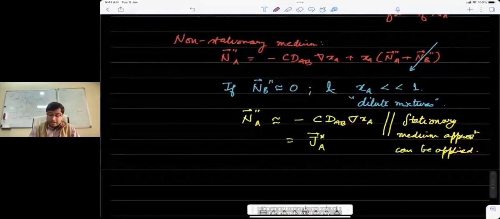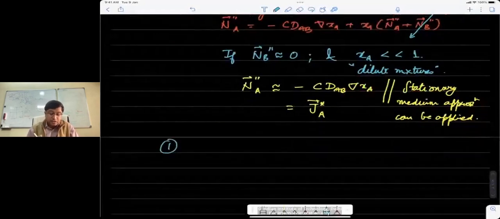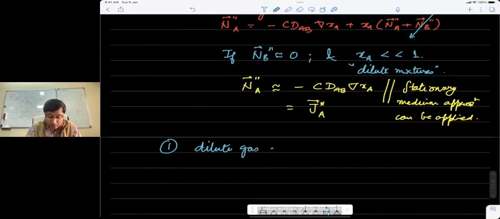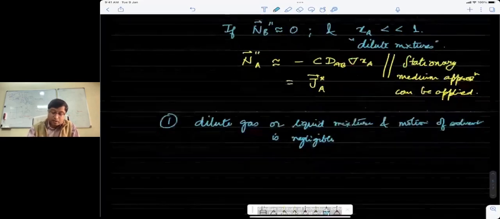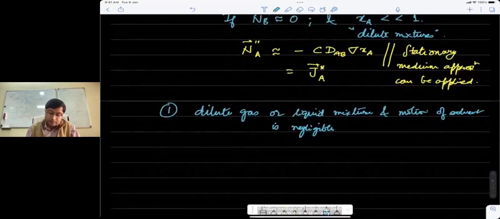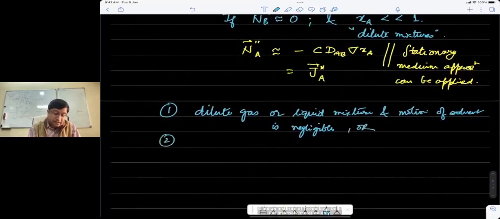Now, when does this happen? It may sound very unreasonable, but this actually can happen in some scenarios. These conditions can be met in two specific cases. One is, of course, a dilute system, so it could be a dilute gas or liquid mixture, something which has gases in a small amount or liquid in a small amount, and the motion of the solvent is negligible. Under that case, this can still be applied. Or the second case, where this is more predominantly applied, is when you have species diffusion in a solid.